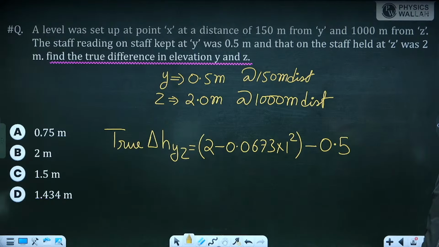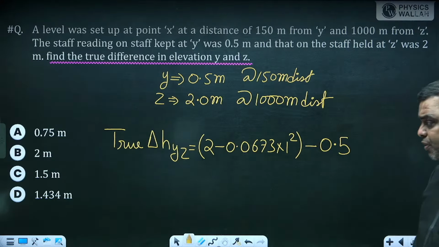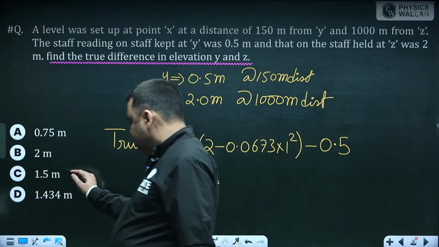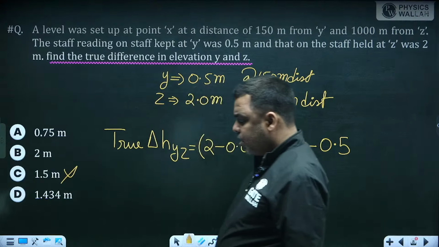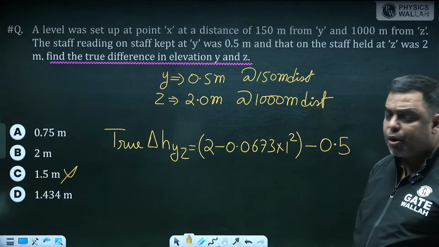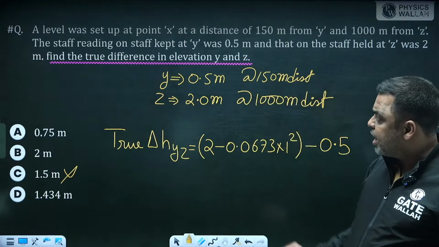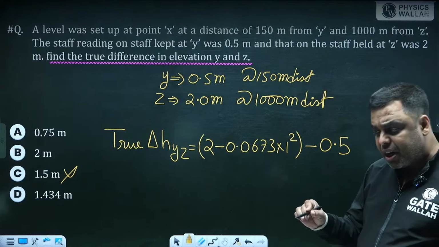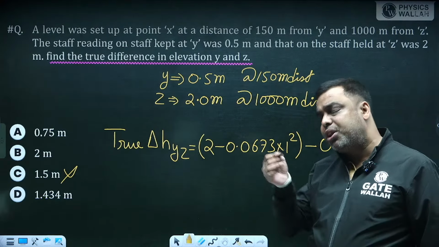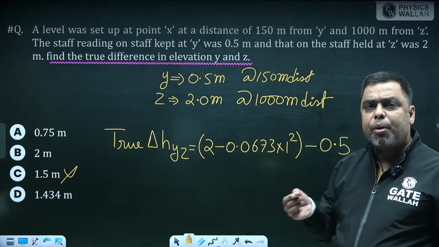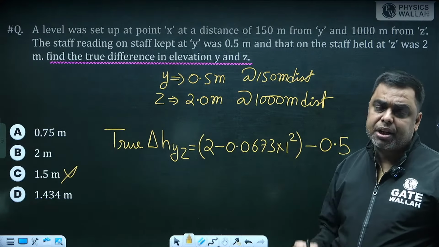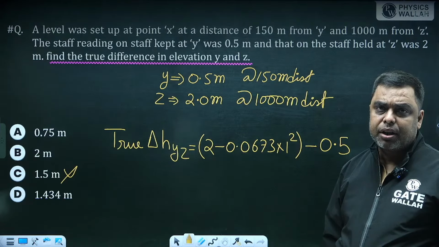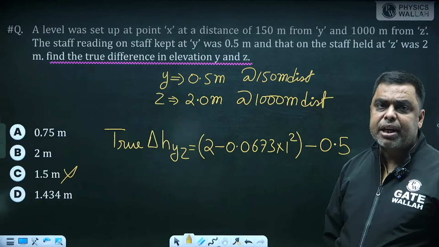It will not be 1.5. My dear friends, it will not be 1.5 because it is written as true difference. After a distance of 250 meter or 300 meter, we have to apply combined correction, guys.